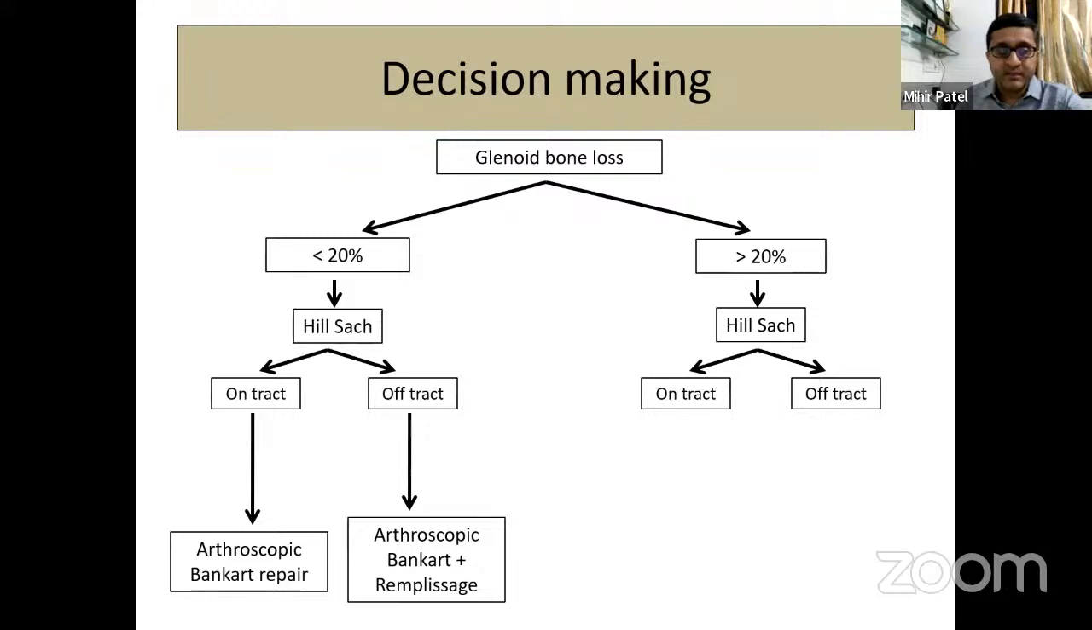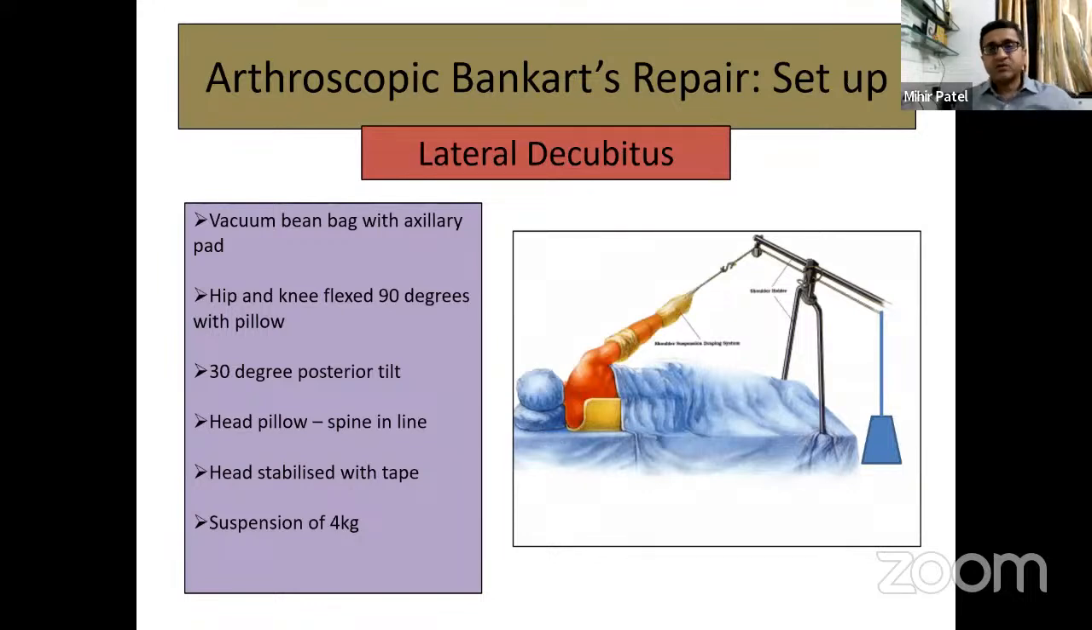Anything less than 20% with a Hill-Sachs on track will be a simple arthroscopic Bankart repair. Anything less than 20% with the off-track Hill-Sachs, I'll add a remplissage. And whenever there is a glenoid bone loss more than 20%, usually it will be a bony procedure in form of a Latarjet. So when I do an arthroscopic Bankart's repair, I operate all these patients in lateral decubitus.